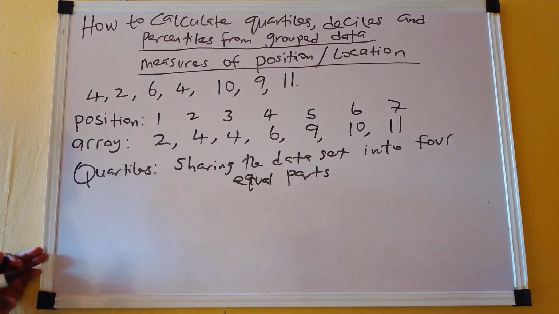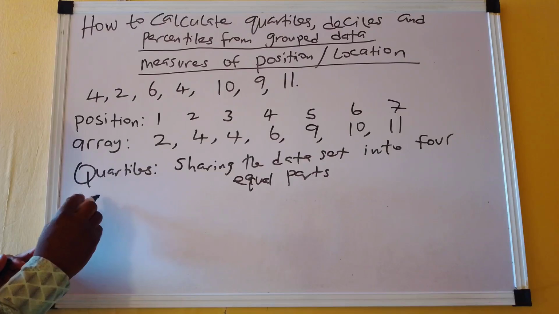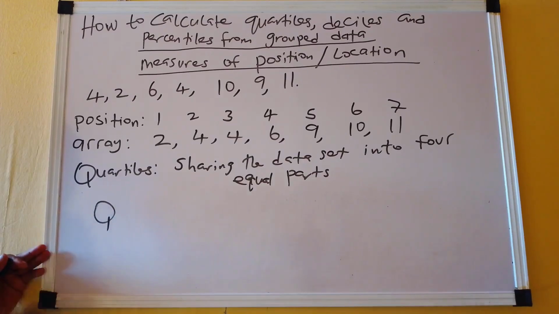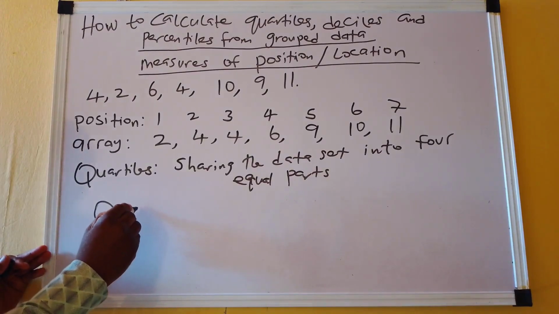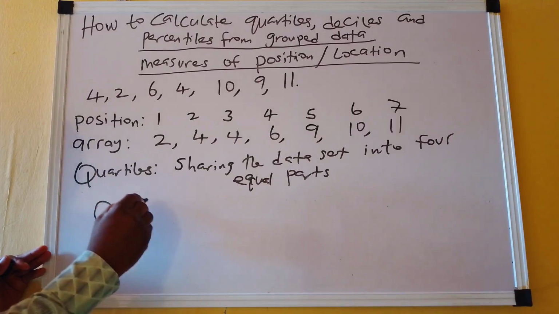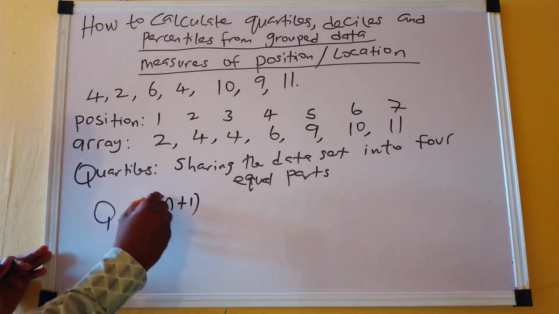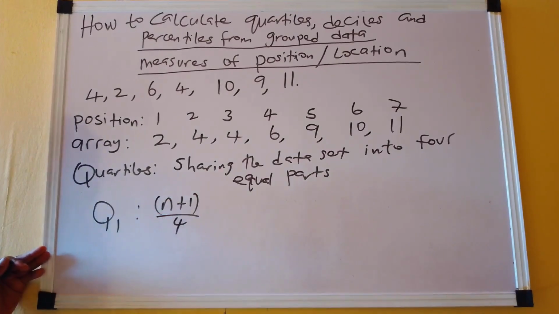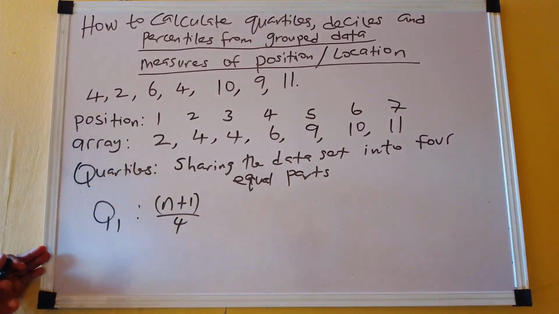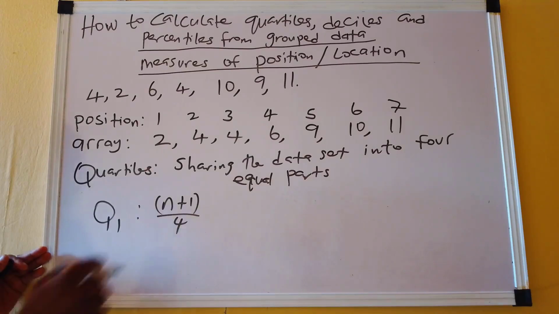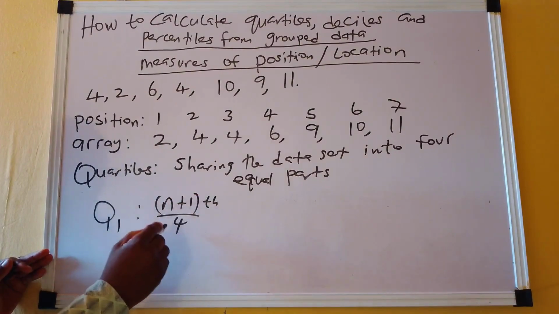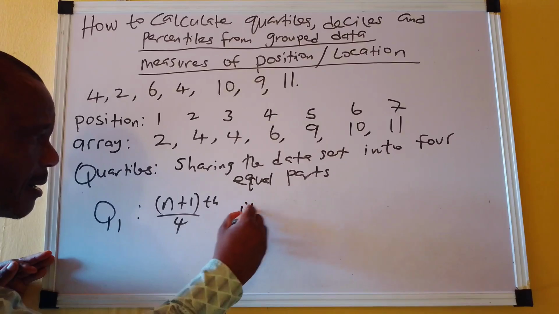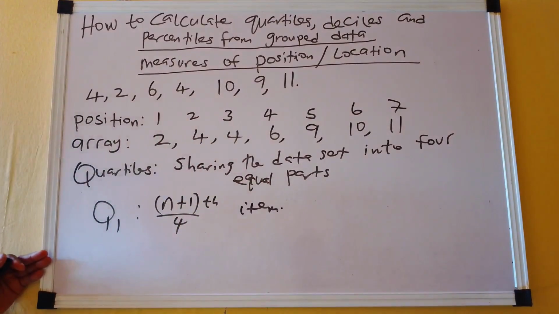So now, if I want to get the first quartile, that is Q1. And Q1 is calculated this way: the n plus 1 item all over 4. You are sharing the data set into 4 equal parts. The n plus 1 over 4 item, that is what it means.